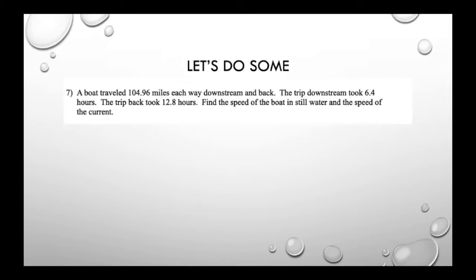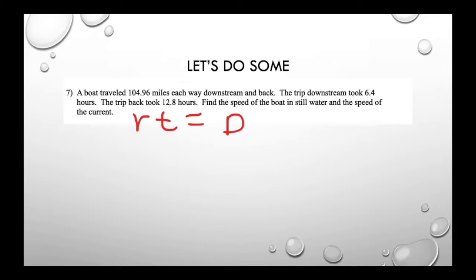Now we have a distance and we have a time, and we're looking for rate. What's the relationship between distance, rate, and time? Distance equals rate times time. Thank you. Usually with this one, I like to put the rate and time together and the distance on the other side. It makes it look like the equation that we're used to. All right, so our distance is always going to be 104.96, but we're looking for rate.